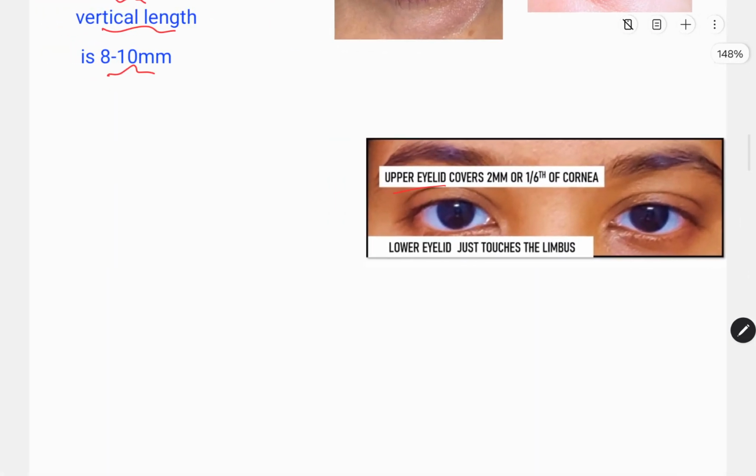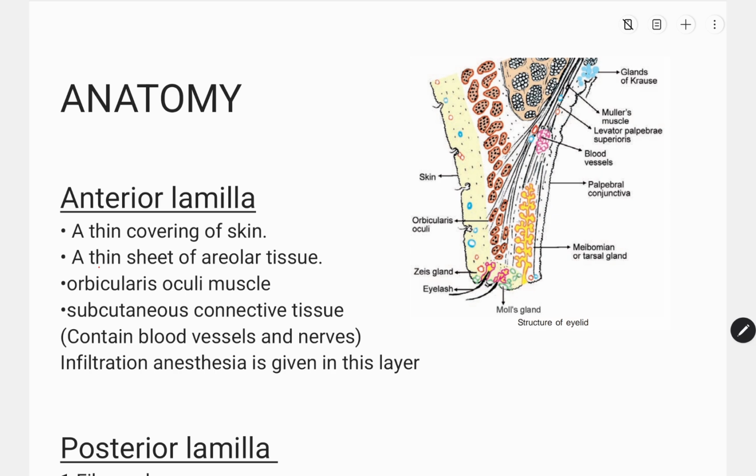The upper eyelid covers round about 2 millimeter or 1/6 of the cornea, and lower eyelid just touches the limbus. This is very important because if upper eyelid covers more than 2 millimeter, then we call this condition as ptosis. Now we will discuss about the anatomy of the eyelid.